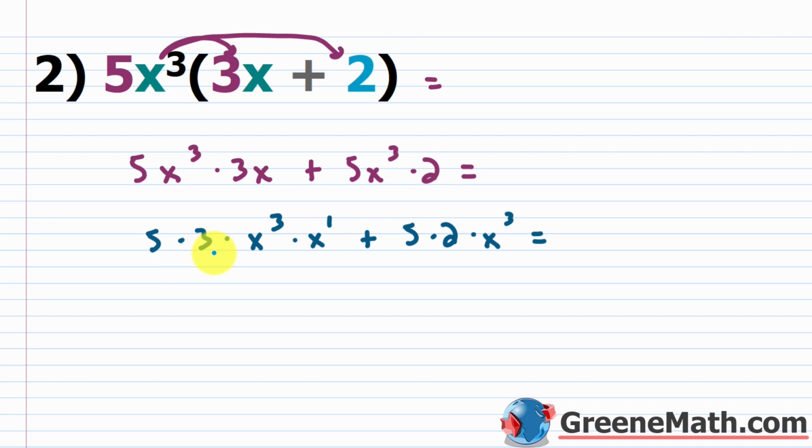We have the numbers here that we can multiply together, or the coefficients as we call them. So 5 times 3, if I did that, that would be 15. And then x cubed times x to the first power, again, keep the base the same, so x stays the same, and you want to add your exponents. So 3 plus 1 would give me 4. So this is 15x to the 4th power. Then plus, we have 5 times 2, which is 10, okay? And then x cubed just comes along for the ride. Let me make that a little bit better. And basically what we have here is 15x to the 4th power plus 10x cubed. These are not like terms, so this is as simple as I can make this.